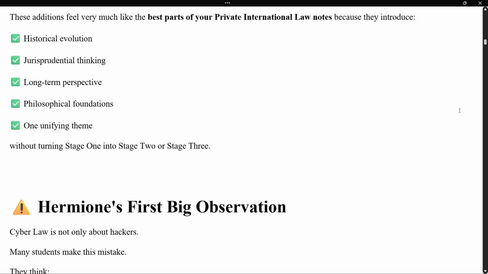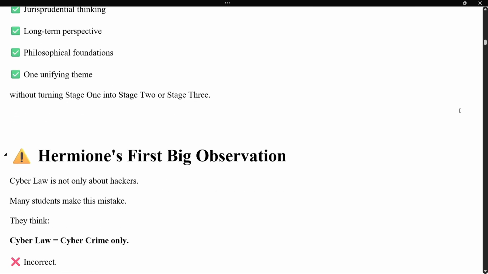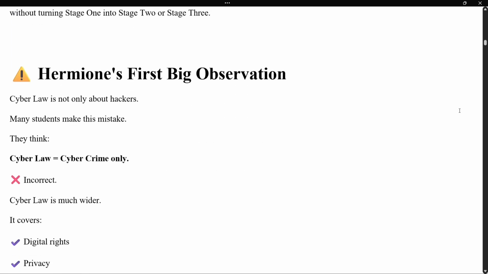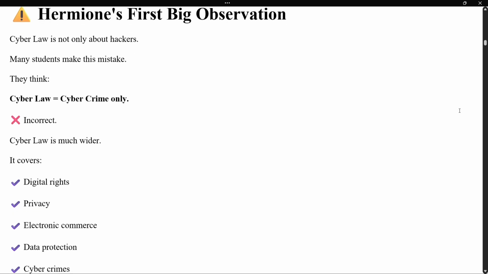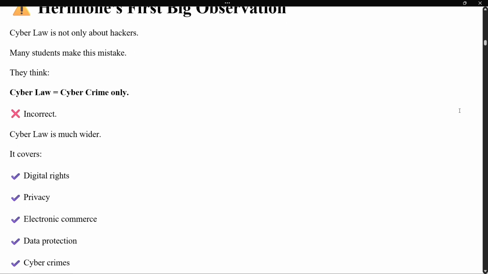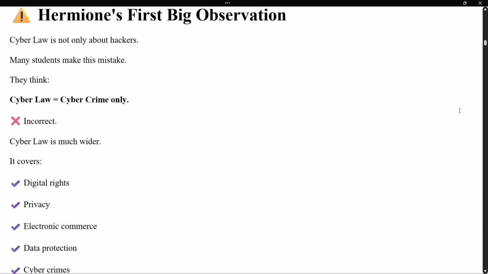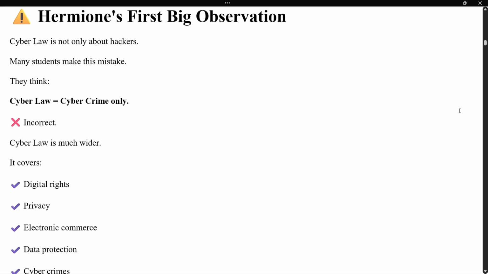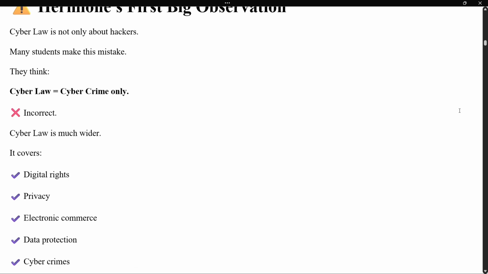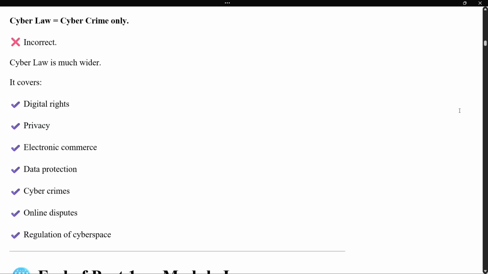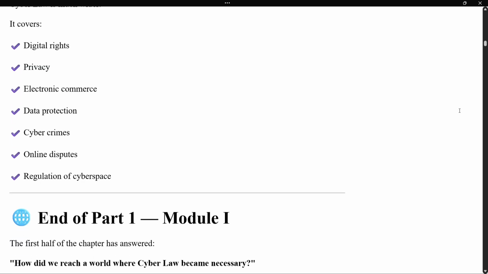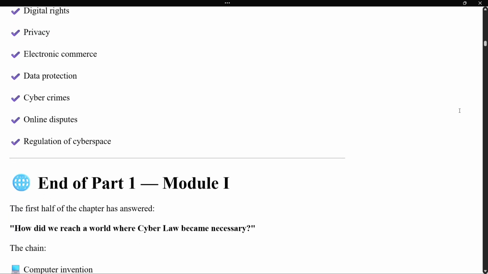Hermione's first big observation. Cyber law is not only about hackers. Many students make this mistake. They think cyber law equals cybercrime only. Incorrect. Cyber law is much wider. It covers digital rights, privacy, electronic commerce, data protection, cybercrimes, online disputes, and regulation of cyberspace.